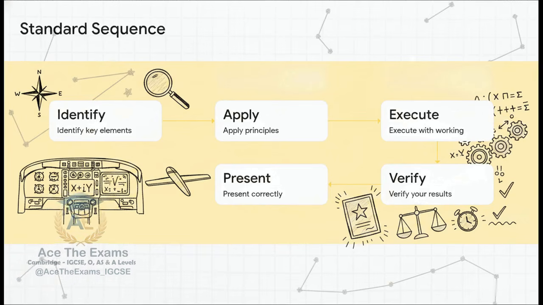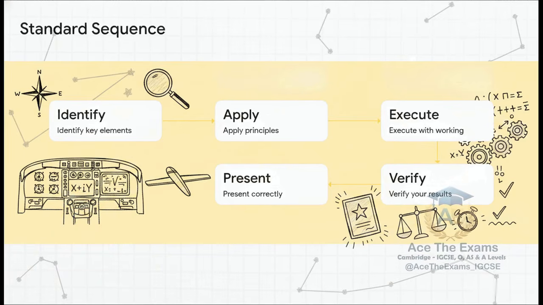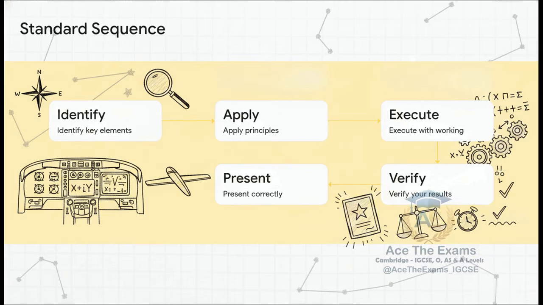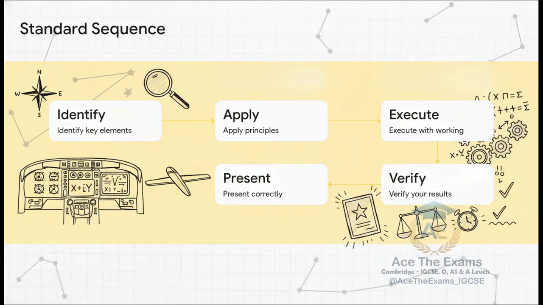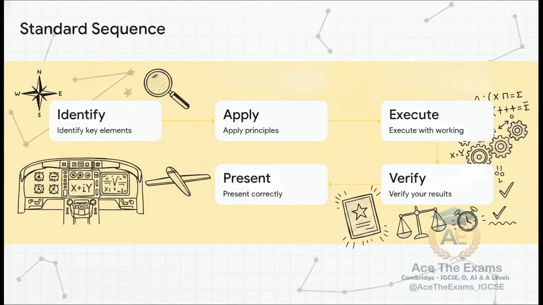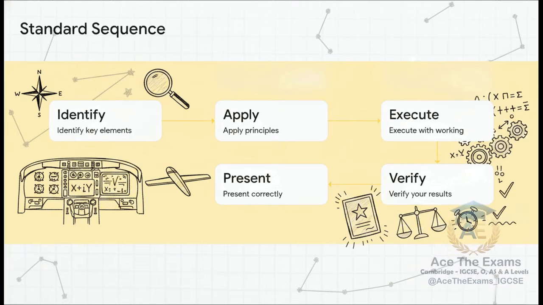Step 1, identify the given information. What exactly is the target complex number? Step 2, apply the relevant principles. Set up your (x + iy) squared equation. Step 3 is the most critical, execute the analysis. This means explicitly expanding that binomial and carefully equating the real and imaginary coefficients to form your simultaneous equations. Step 4, verify. Ask yourself, do my signs actually make mathematical sense here?